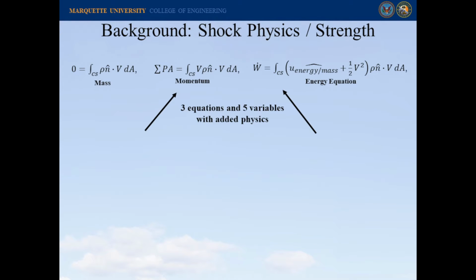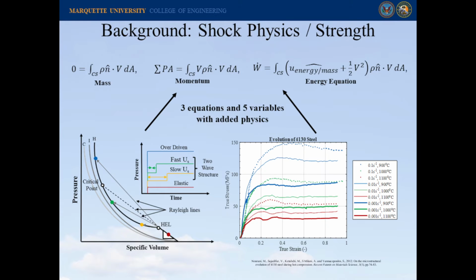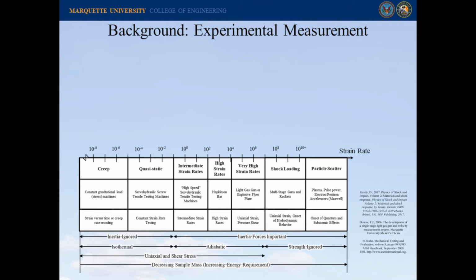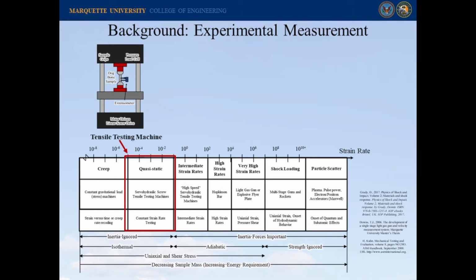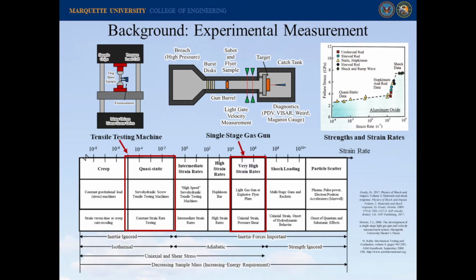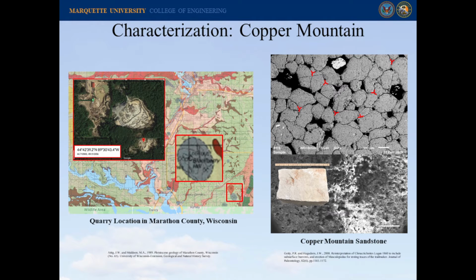To describe properties of materials in continuum mechanics, we use the mass, momentum, and energy equations, closed with an equation of state and a yield model to describe elastic and plastic flow properties. We can find these properties through the use of experimental machines, such as tensile testers and gas guns, which test for material properties at different strain rates. With these methods, I chose to investigate Copper Mountain Sandstone.